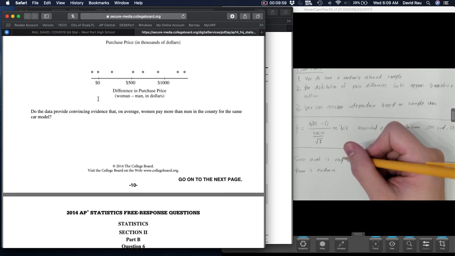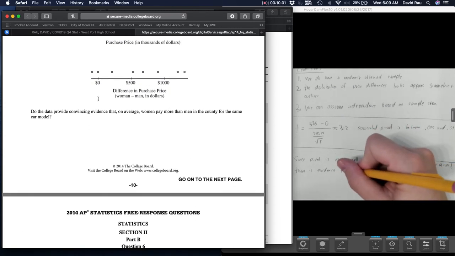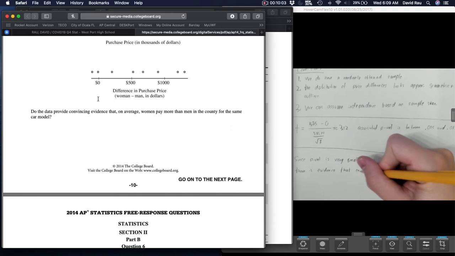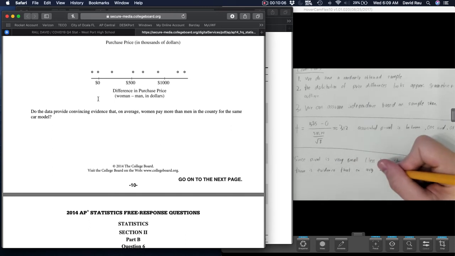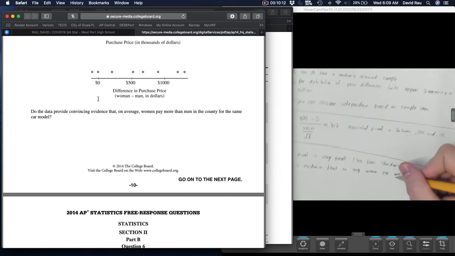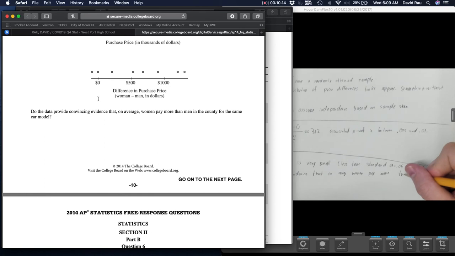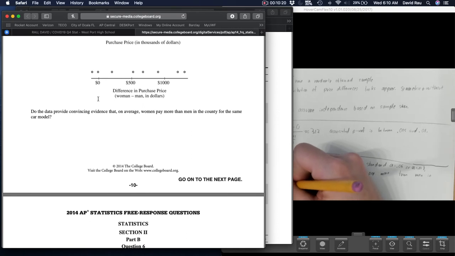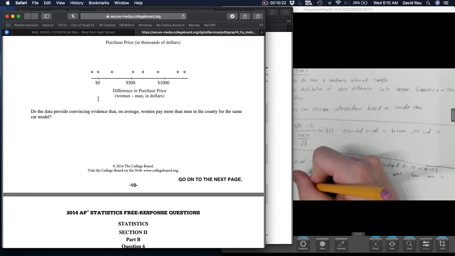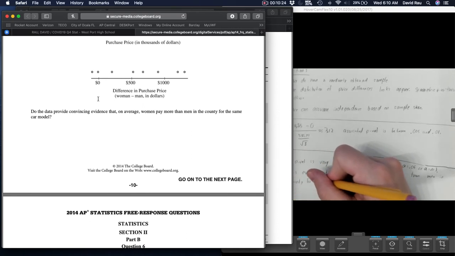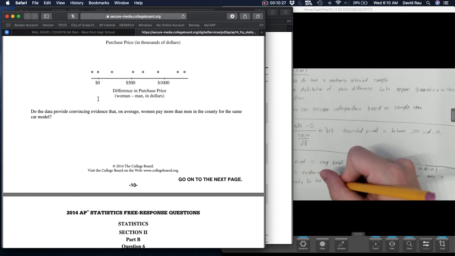Now what is HA? There is evidence that on average, women pay more than men in the county for the same car model.